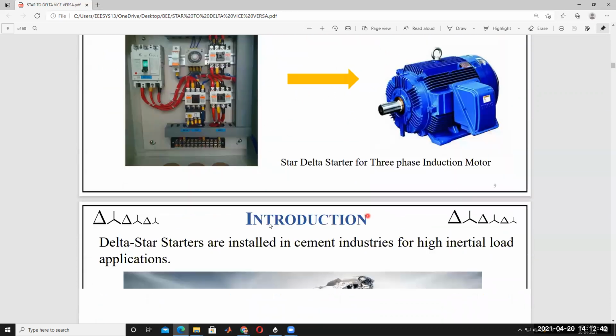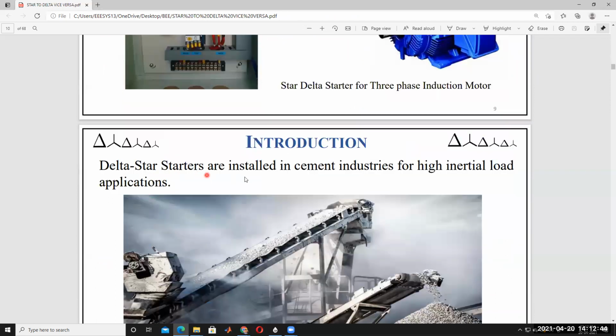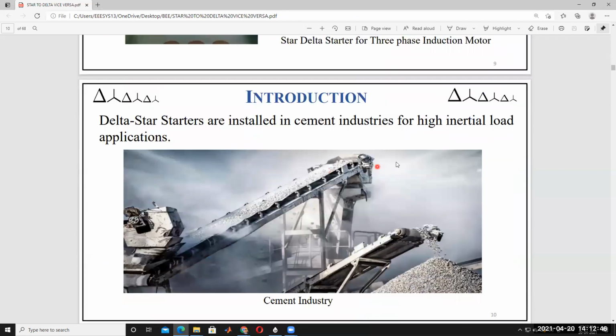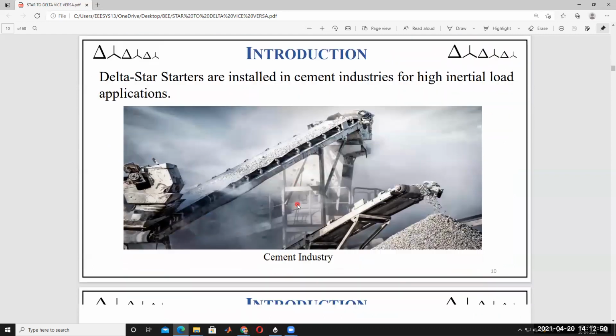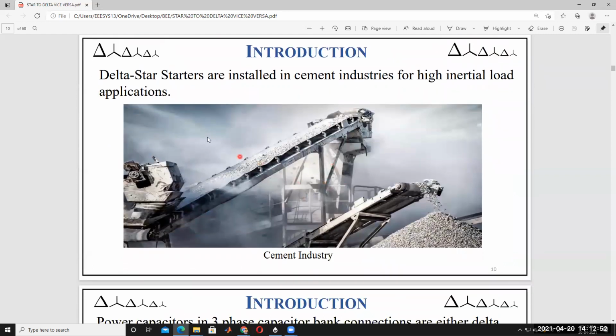And delta star starters are installed in cement industries for high initial inertial load applications. For high inertial load applications, these starters are used. Understood? So in the cement industry, this type of connection starter is used.